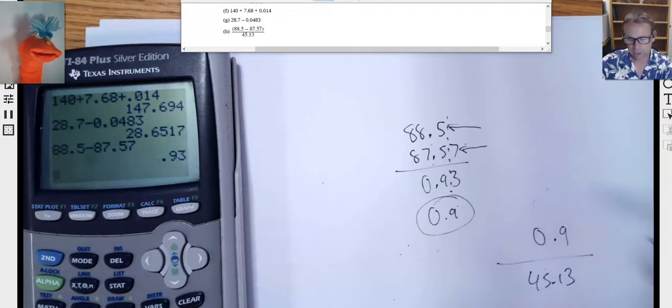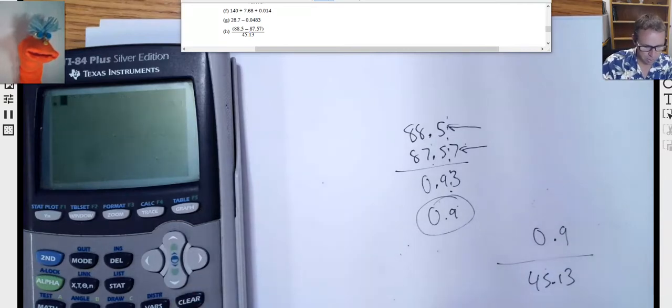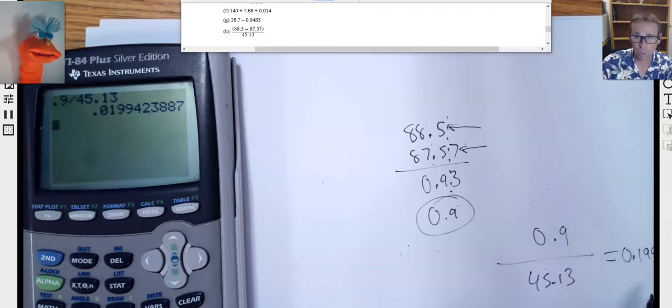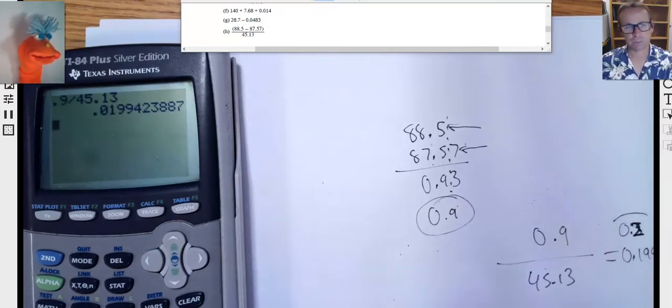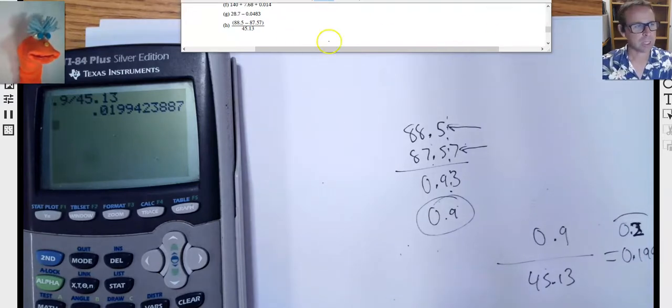And now I collect that significant digit and put that into the next operation. 45.13. This is just a division problem. 0.93. I have to collect that to 0.9, and then divide by 45.13, and my answer is 0.1994, but I only have one significant digit, right? Yep. So what's my answer? 0.2. Whoops. 0.2 is going to be my answer with one significant digit. Okay, good stuff.